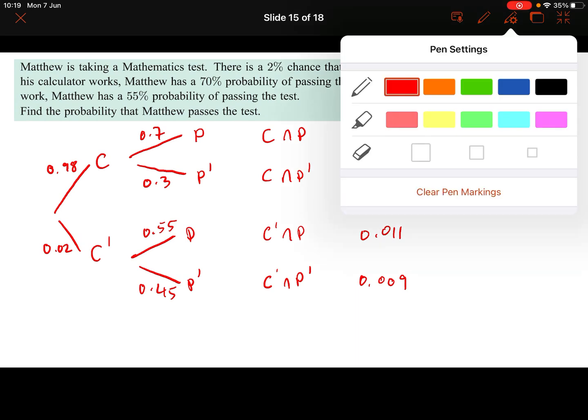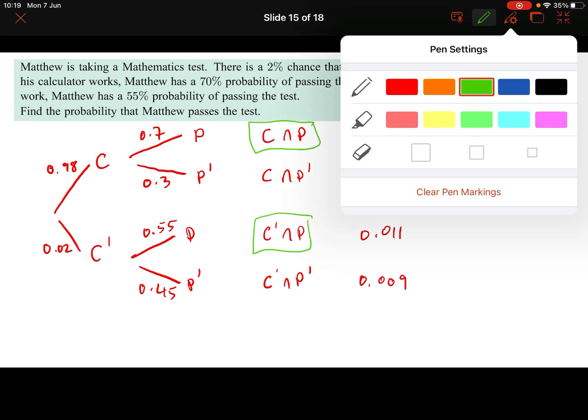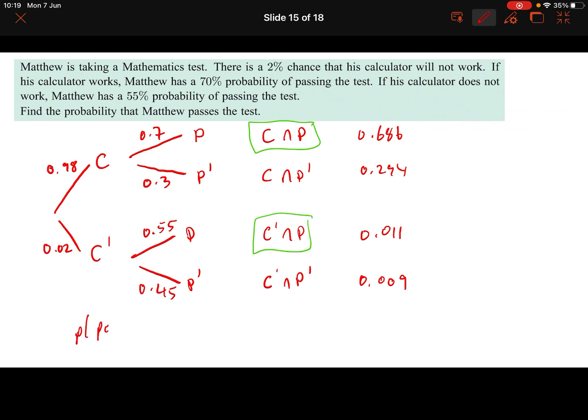So find the probability that Matthew passes the test. That's this, or it's this. So the probability of passing is equal to 0.686 plus 0.011 equals 0.697, which is a 69.7% chance of passing this test.